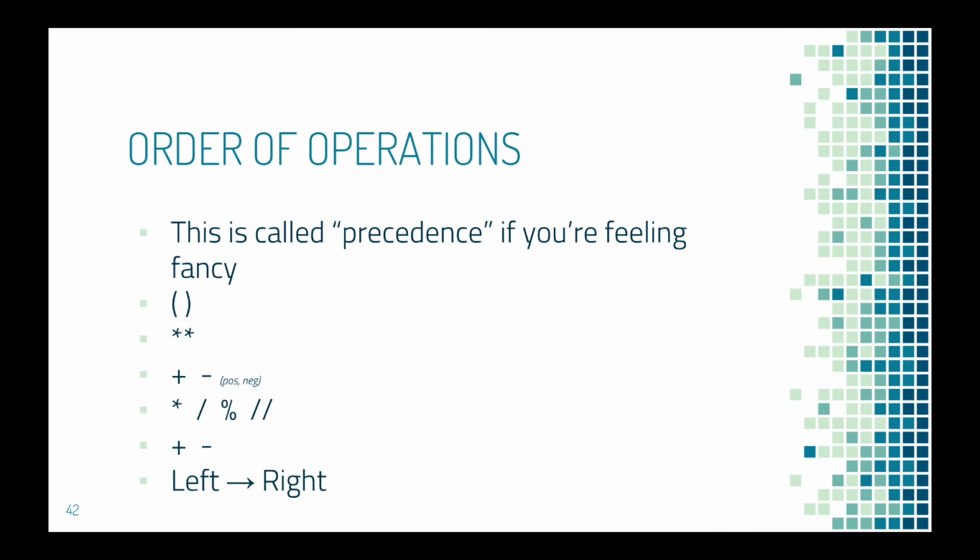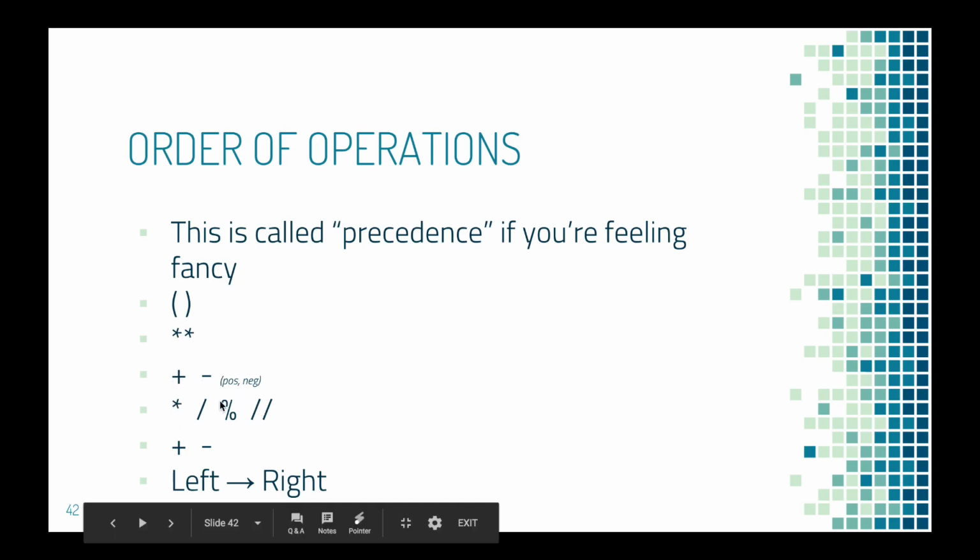It is called precedence in computer science if you really want to be fancy about it. And order of operations just means which operations Python is going to do first if there's multiple operations in one line. So just like in math, it's going to do anything in parentheses first, then it's going to look for exponents, then it's going to look for positives and negatives. So these aren't addition and subtraction. This is like if a number is positive or a number is negative.